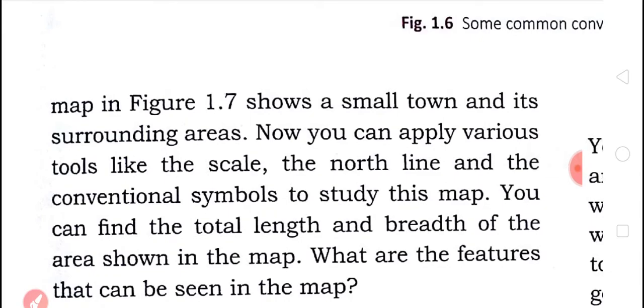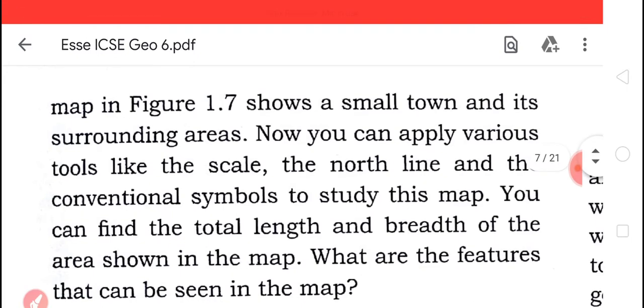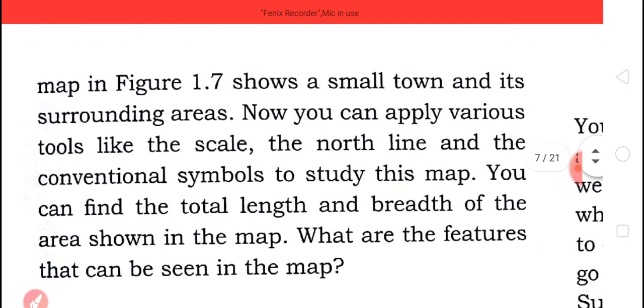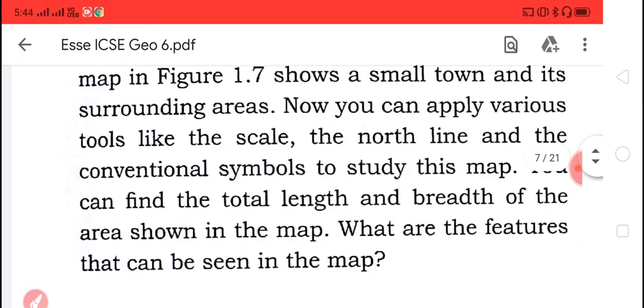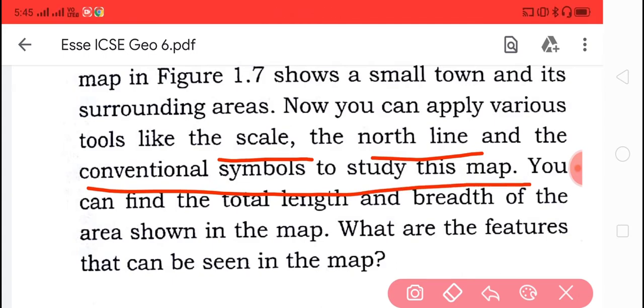This shows a small town and its surrounding area. Now you can apply various tools like scale, north line, and conventional symbols to study the map. You can find the total length and breadth of the area shown in a map.